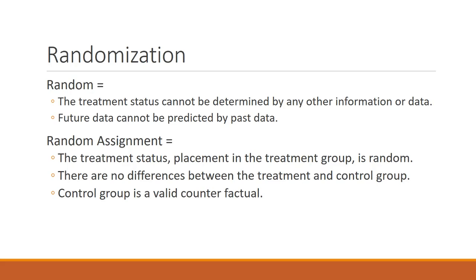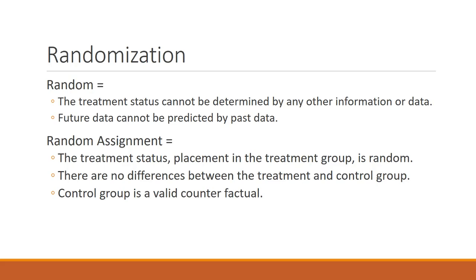Now, if you remember from my discussion of selection bias, the idea behind selection bias is that there is some reason for why the treatment group is different than the control group. There's some reason why the treatment group has the treatment and the control group doesn't. If there's any reason at all, then there's a possibility for selection bias. Well, then how does randomization solve it?